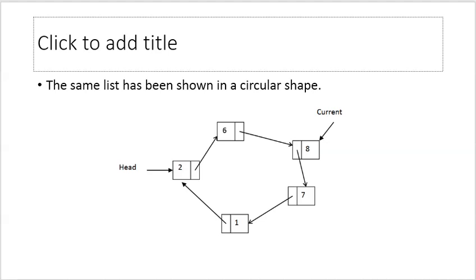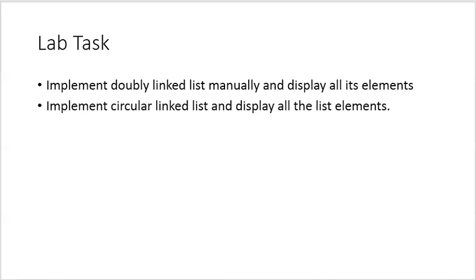So these are all the three linked lists: the singly linked list, the doubly linked list, and the circular linked list. As you have already learned them in your theory, I have just implemented their codes in this lab and hope you will get it. The lab task is that you have to implement the doubly linked list as I have implemented, but you have to ask the data, the nodes, from the user. While I have not implemented the circular linked list, so you have to create a circular linked list and display all the list elements.